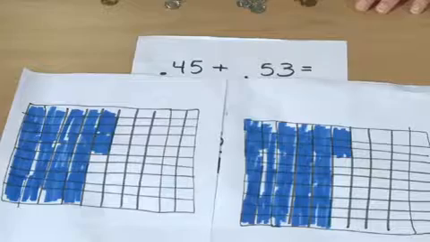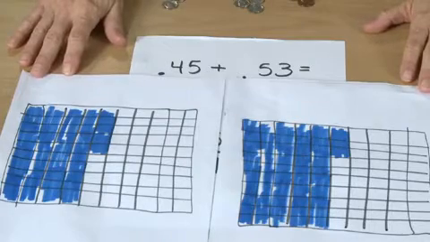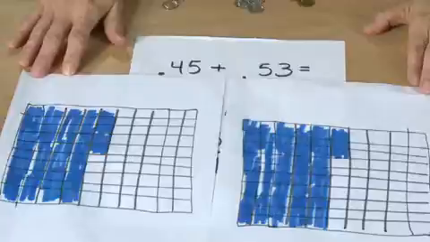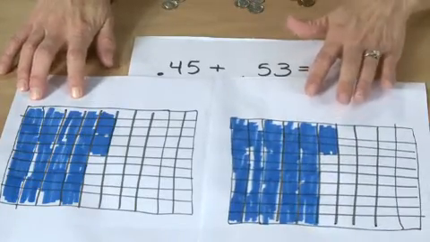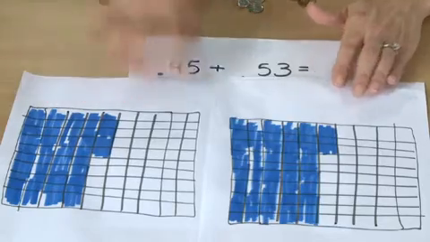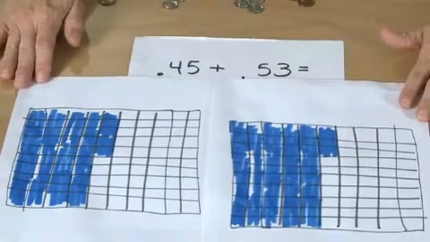Here we have 45 hundredths plus 53 hundredths. These visual models or 10 by 10 grids will help us to visualize the problem. We can see that we have 45 hundredths combined with 53 hundredths. We can see that that's the same as 9 tenths and 8 hundredths, or 98 hundredths.